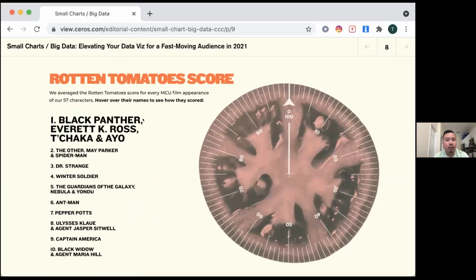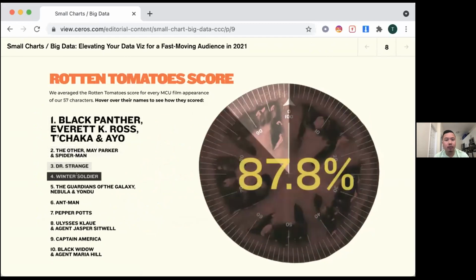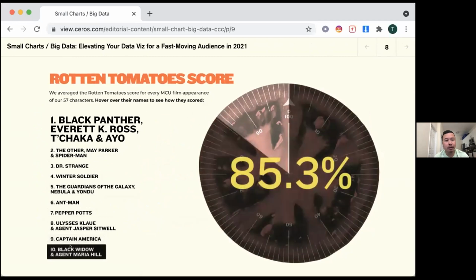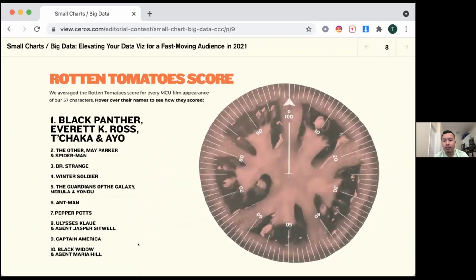Next one is a Rotten Tomato score chart that we did a while ago for a Marvel story. So when you hover around, you see different pie charts being populated on this slice of tomato. This is an example of using a design metaphor from the story, which is the Rotten Tomato score, and a visualization of a tomato. Really, really simple, but it ties the chart into the narrative, if that makes sense.